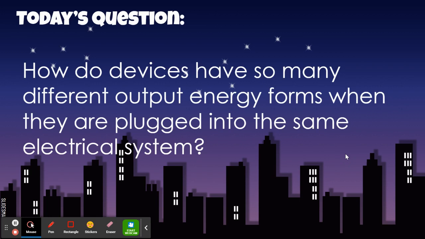Today specifically, we're working on this question. We've been working on it for a couple days now, so hopefully you have some understanding. How do devices have so many different output energy forms when they are plugged into the same electrical system? How can you get motion when you're plugged into the electrical outlet? How can you get sound when you're plugged into that same electrical outlet?